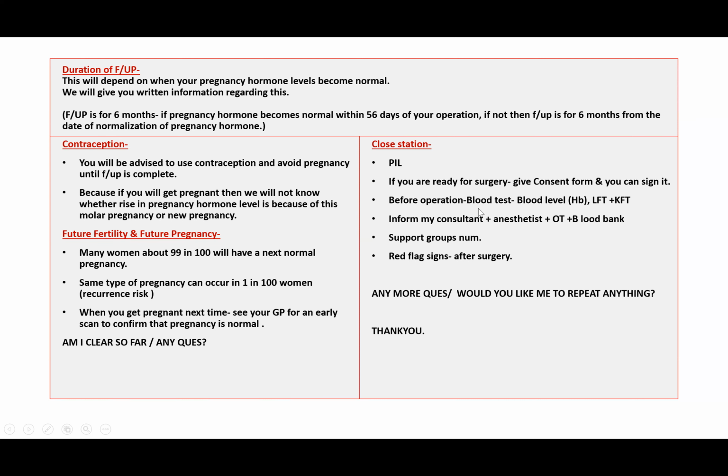Before the procedure, we'll offer you the blood test to check your blood level and to see how your liver and kidney are working. I will also inform my consultant, anesthetist, operation theater, and the blood bank, and give you the support group numbers. Also, after surgery, if you have any pain, bleeding, any foul smelling vaginal discharge, report to us immediately. And for that, we will also be giving you the contact numbers. Any more questions? Would you like me to repeat anything?